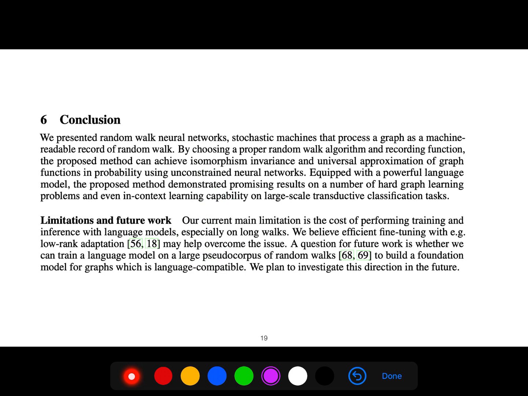But there is a limitation. Our current main limitation is the cost of performing training and inference with language models, especially on long walks. We believe efficient fine-tuning with low-rank adaptation may help to overcome the issue. The question for future work is whether we can train a language model on a large pseudo-corpus of random walks to build a foundation model for graphs which is language compatible.